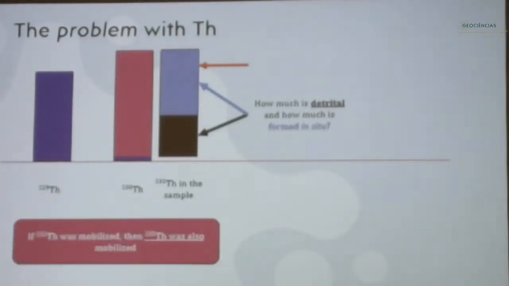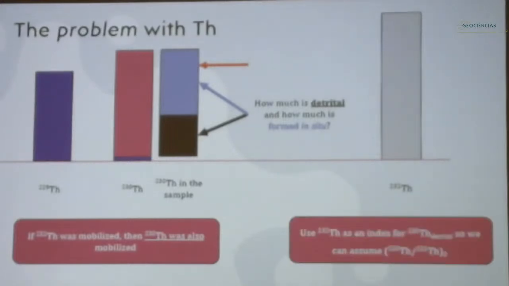But if we know that thorium-232 was mobilized together with thorium-230 at a reasonably constant ratio, we can use thorium-232 as an index for detrital thorium-230. And we can assume that this ratio will be constant throughout the stalagmite growth. This is not a new problem. This is something that has been worked on from the 1970s, from the 1980s, up to a few years ago.